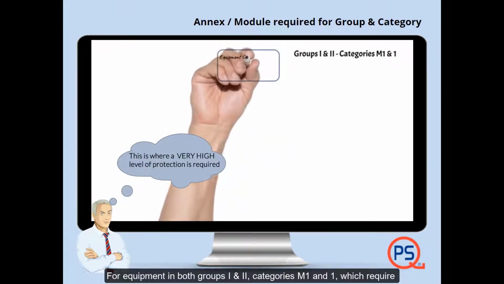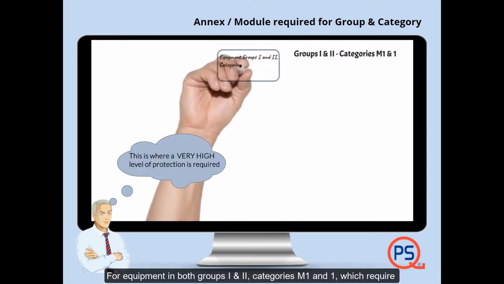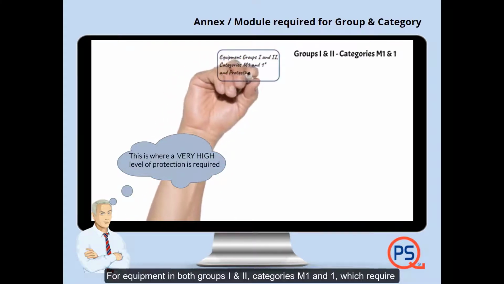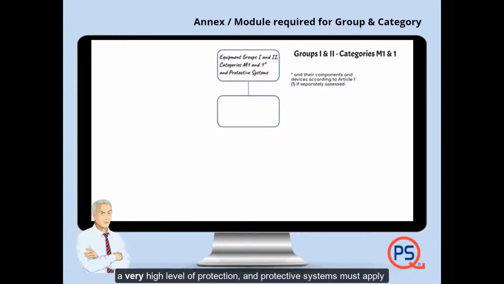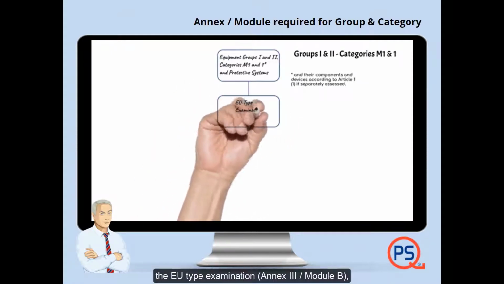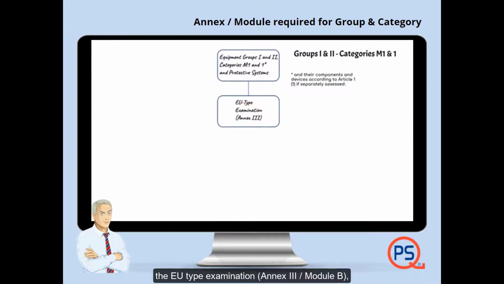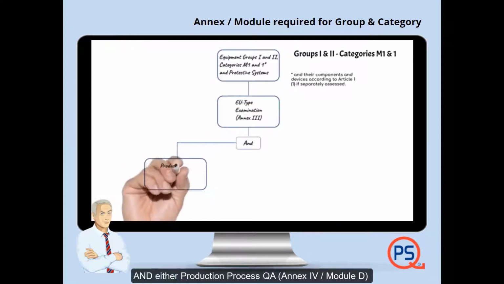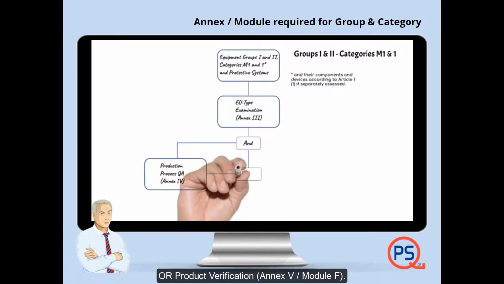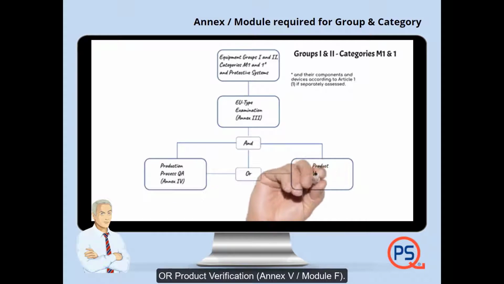For equipment in both groups 1 and 2, categories M1 and 1, which require a very high level of protection, and protective systems must apply the EU type examination, Annex 3, Module B, and either Production Process QA, Annex 4, Module D, or Product Verification, Annex 5, Module F.